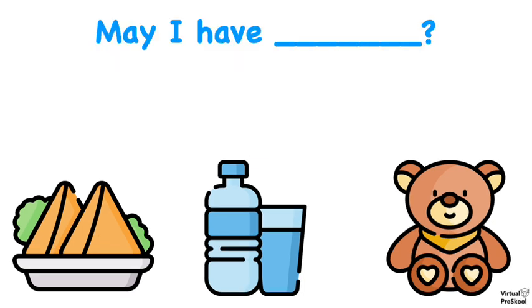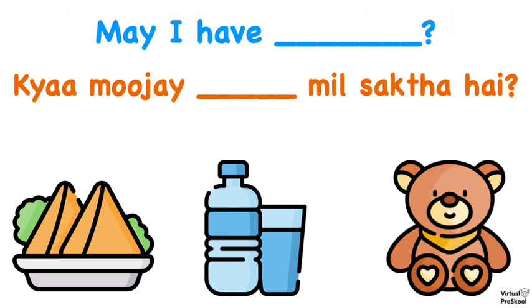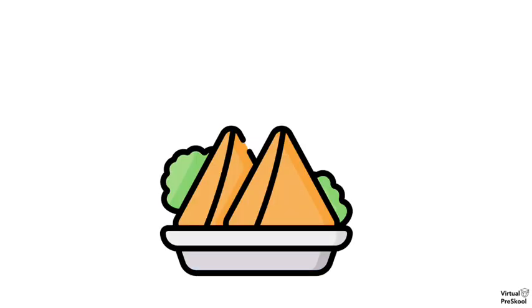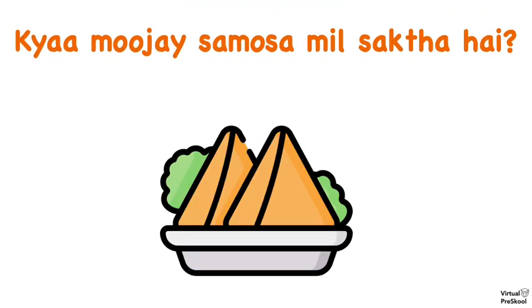Let's get started. To say, may I have, we say, kya mujhe, followed by whatever you're asking for, mil sakta hai. So that blank line is for you to fill in with whatever you're asking for. All right? So a samosa would be, kya mujhe samosa mil sakta hai? Let me do it again. Kya mujhe samosa mil sakta hai? Say it with me. Kya mujhe samosa mil sakta hai?